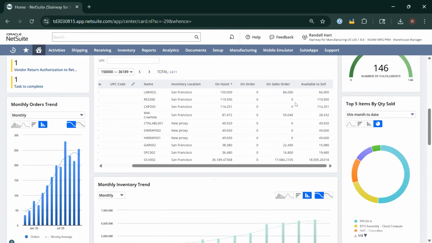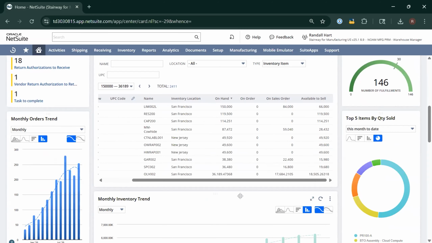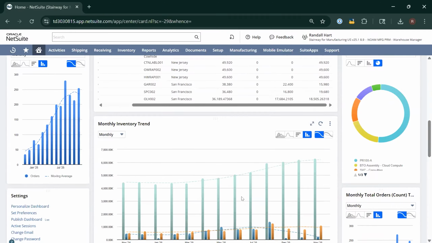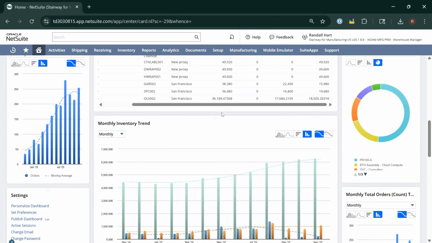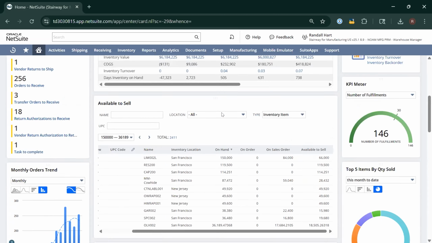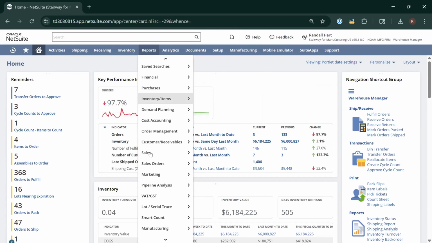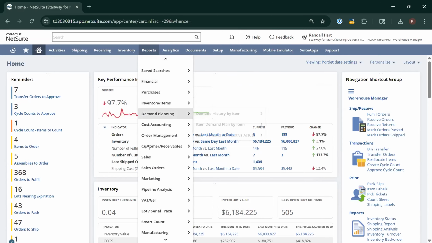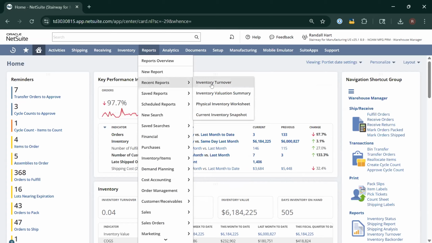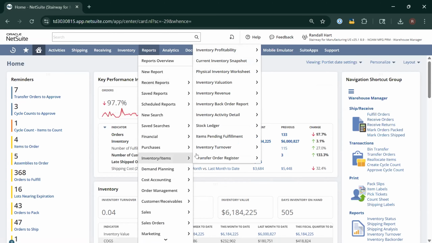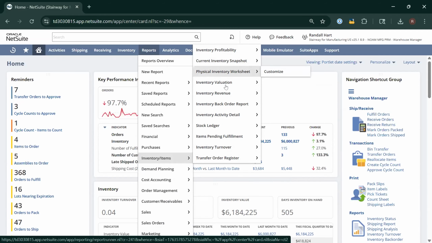Now, in the warehouse manager role, we have some little report snapshots: our inventory trends, our order trends, quantity sold. These are helpful from an executive level, but they're not the way to answer day-to-day questions. Some of the day-to-day questions we might get asked is, hey, talk to me about my inventory turnover. So what we can do is come in here to our inventory reports and look at all of these standard reports: inventory profitability, snapshot, physical inventory worksheet, inventory turnover, right?